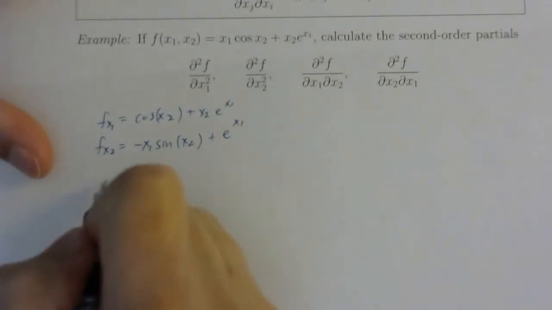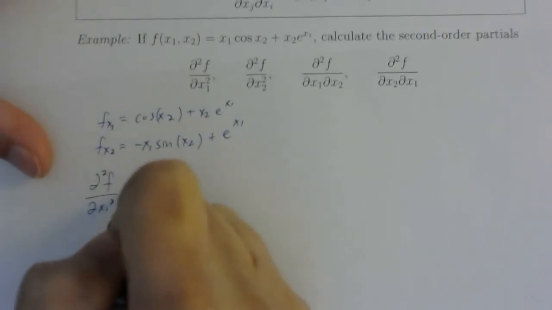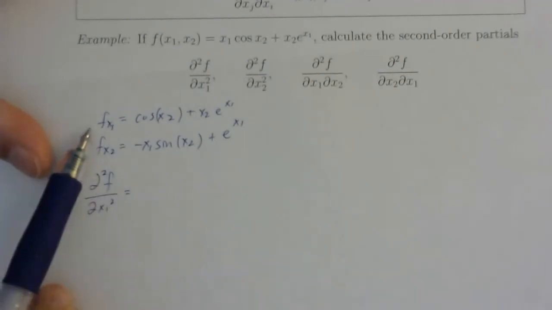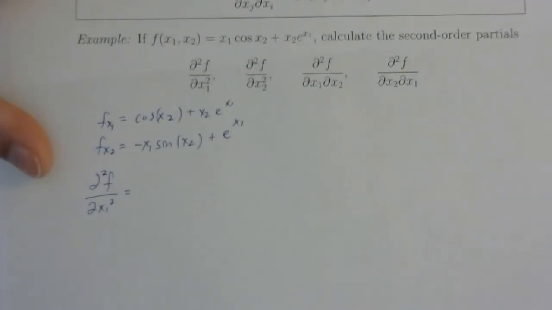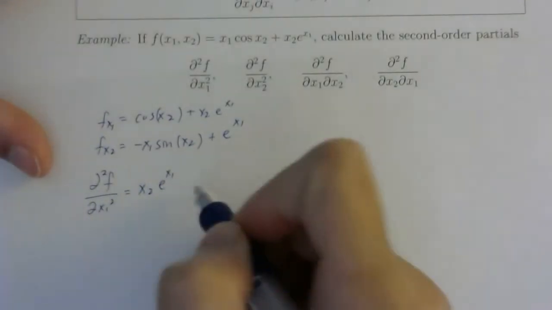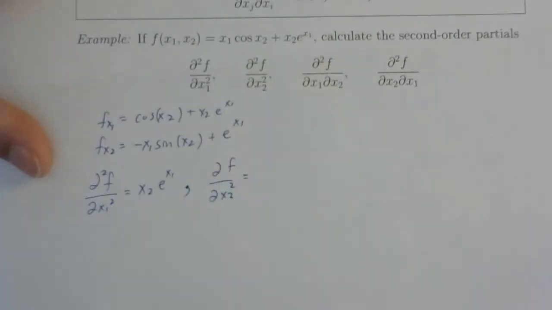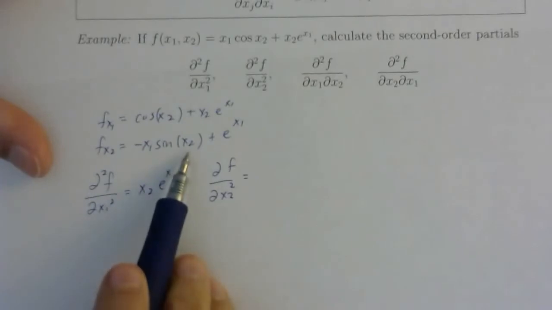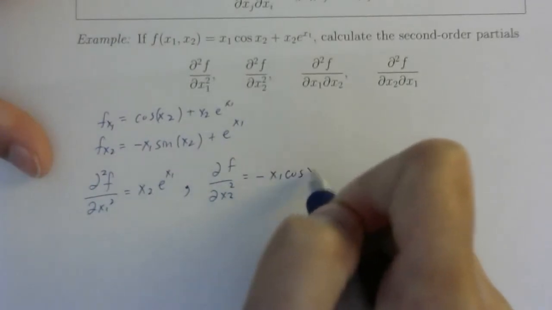So the second partials, I'll do it with the partial sign, f of x1 squared. So I need to take the derivative of fx1 with respect to x1 again. This cosine of x2 goes to 0. It's a constant. I'm just left with x2 e to the x1. The second partial of f with respect to x2 two times will just be fx2 with respect to x2 again. In this case, the second summand doesn't have an x2, so that becomes 0. So all I'm left with is the derivative of the first term, which becomes minus x1 cosine x2.